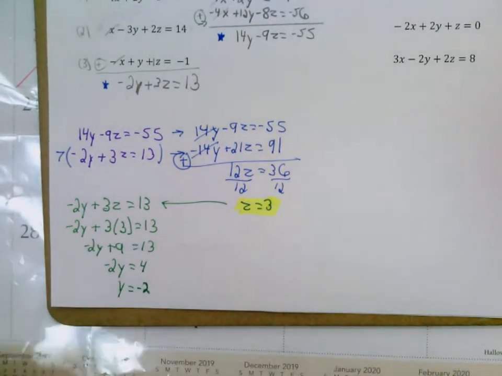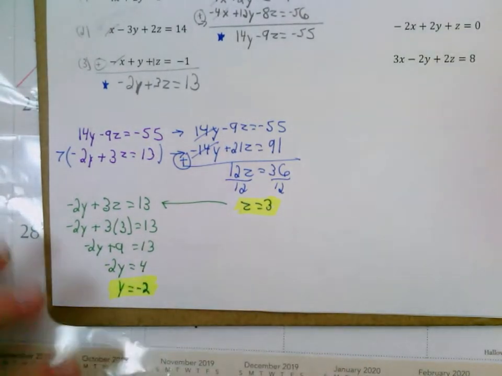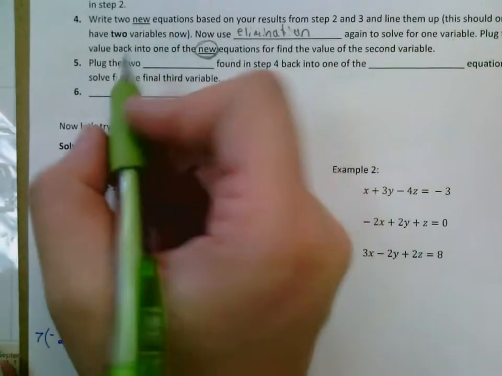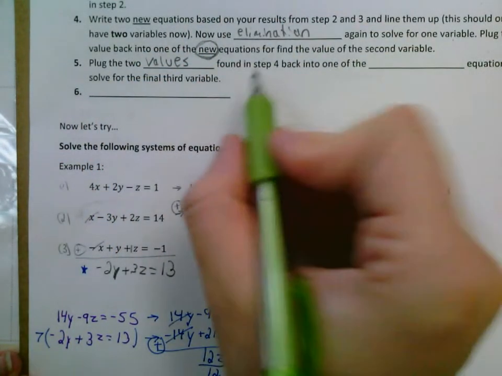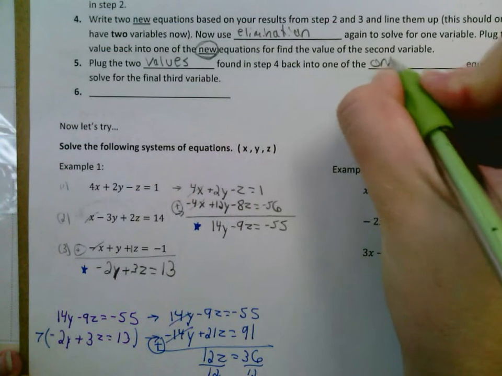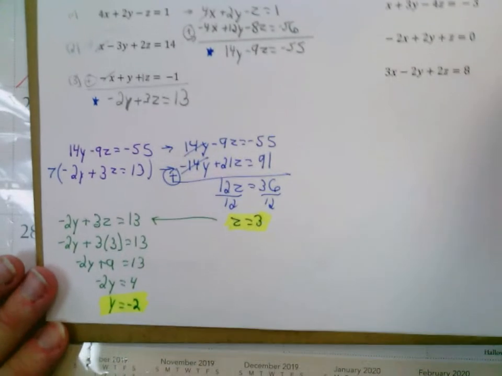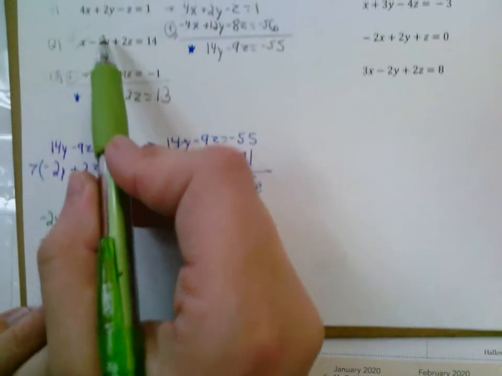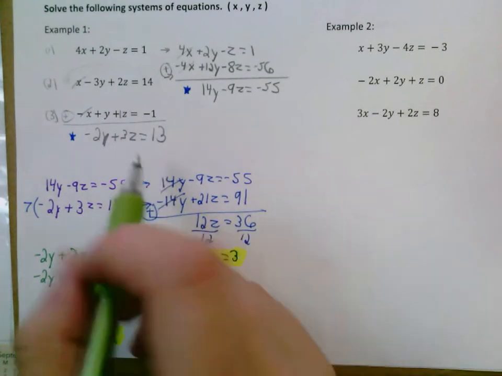So now, putting it all together, I have my y value and my z value. This takes me on to the step that I had jumped ahead to earlier, step number 5. It says plug these two values found in step 4 back into one of the original equations to solve for the third variable. So let me go back and pick any of the 3 equations, whichever one you feel like working with. I'm going to go for this last one.